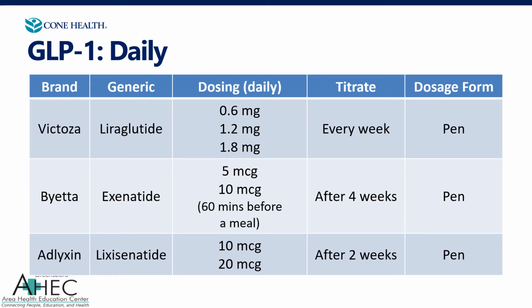And here are the medications that are given once a day. Also, we have different dosing titrations and are titrated either every week or every 2 to 4 weeks, and these all come in a pen form. These include Victoza or liraglutide, Byetta or exenatide, and Adlyxin or lixisenatide.